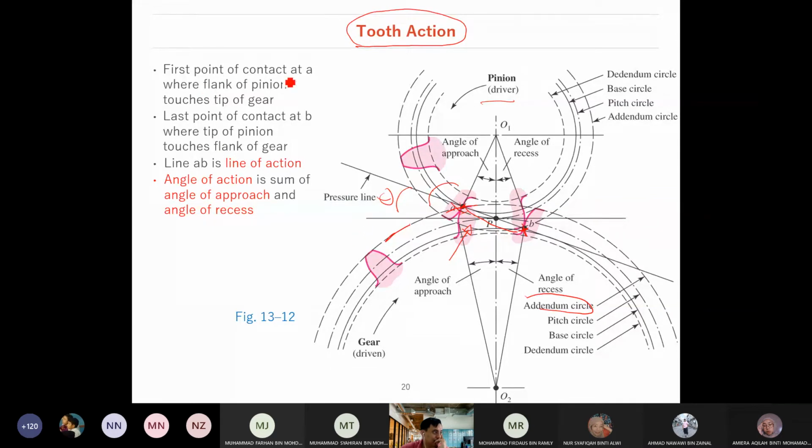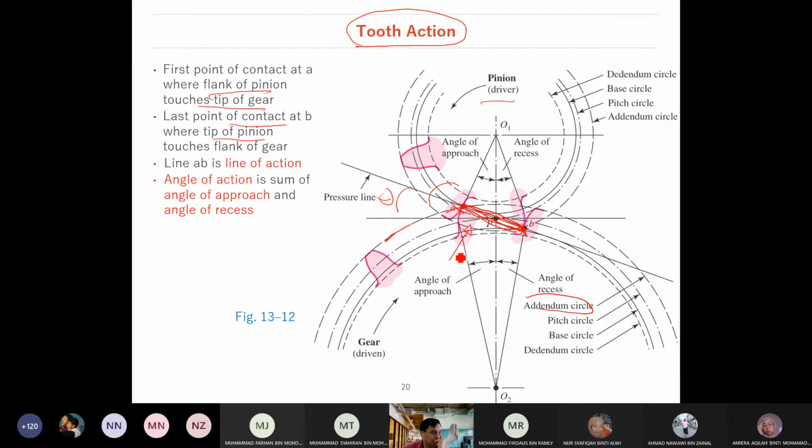Okay, the first point of contact at A where flank of the pinion touch tip of the gear. Okay, pinion tu yang the top part kan, the first top part of the gear, and the last point of the contact AB where tip of pinion. Ni the last contact lah. So ini kat sini kita panggil dia akan berlaku di contact ratio lah. Kat mana dia punya transfer tu.